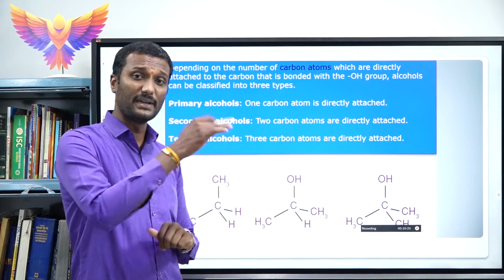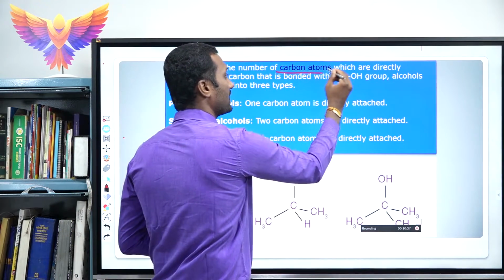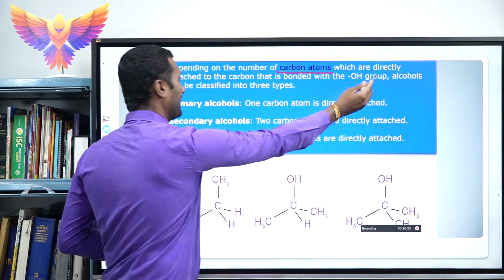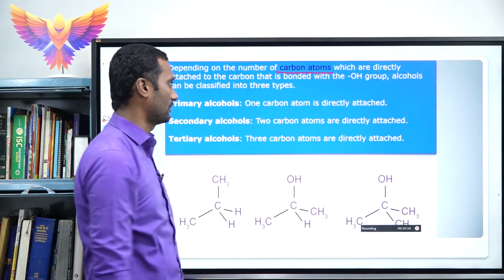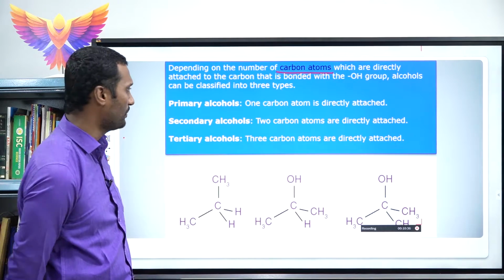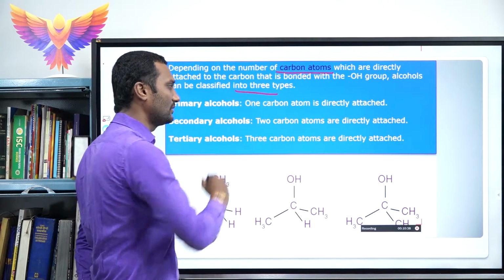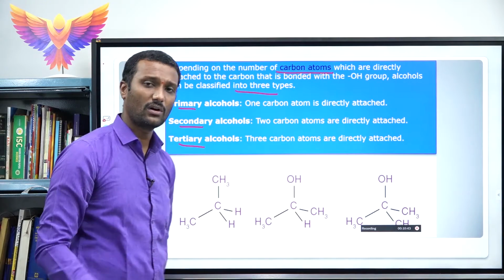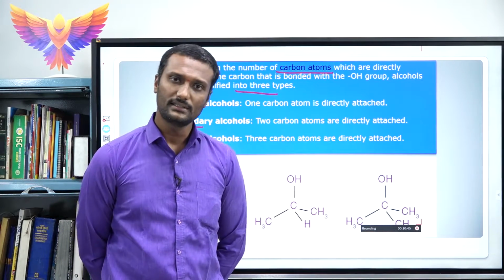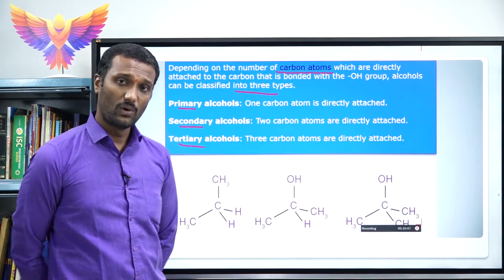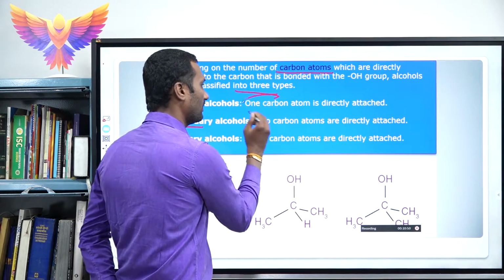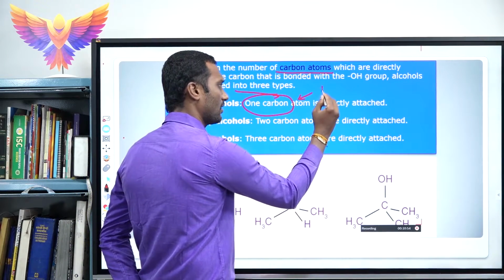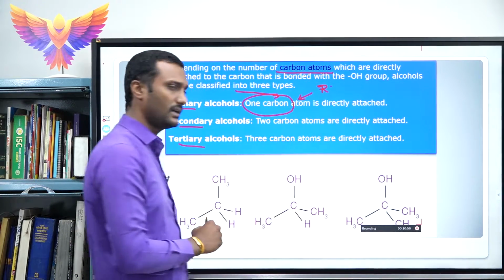So now, on the basis of the number of carbon atoms, means the carbons which are directly attached to the carbon that is bonded with the OH group, alcohols can be classified into 3 types: primary, secondary and tertiary. We call them 1 degree, 2 degree, 3 degree alcohols. 1 degree alcohol means we have only 1 carbon atom, and 1 carbon atom means we know it is called an alkyl group. Yes, it is an alkyl group.